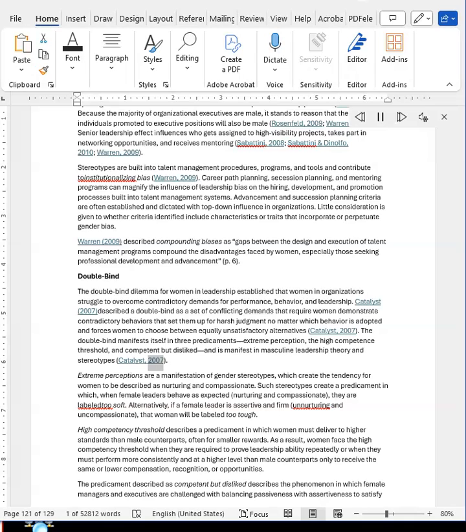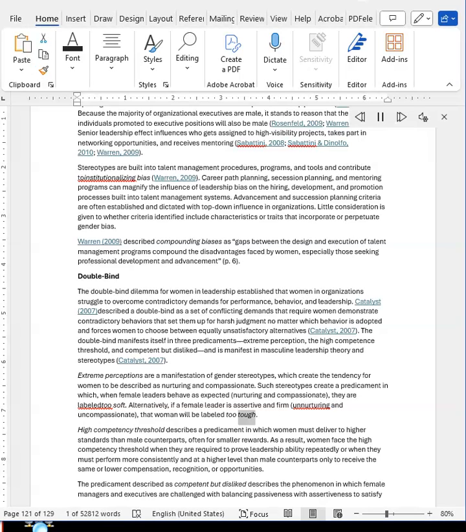Catalyst, 2007. Extreme perceptions are a manifestation of gender stereotypes, which create the tendency for women to be described as nurturing and compassionate. Such stereotypes create a predicament in which, when female leaders behave as expected, nurturing and compassionate, they are labeled too soft. Alternatively, if a female leader is assertive and firm, unnurturing and uncompassionate, that woman will be labeled too tough.